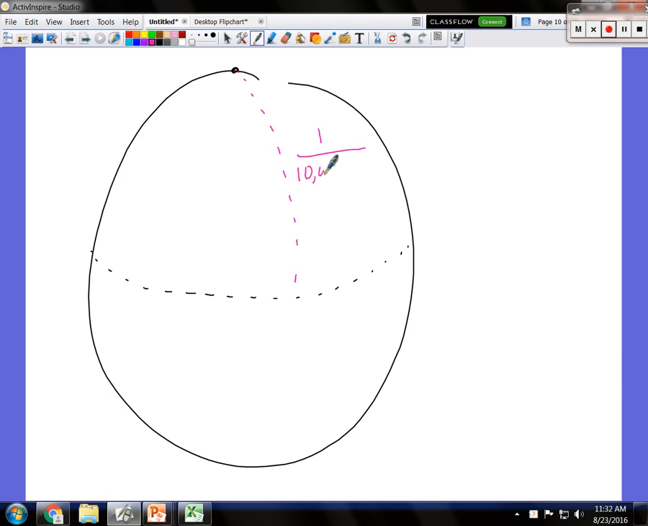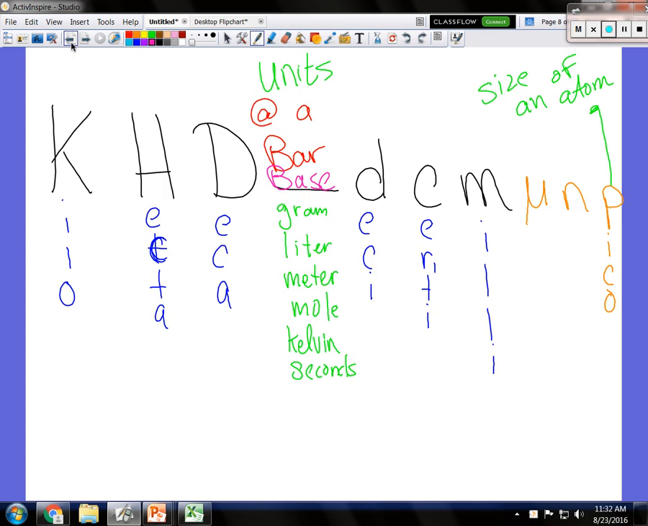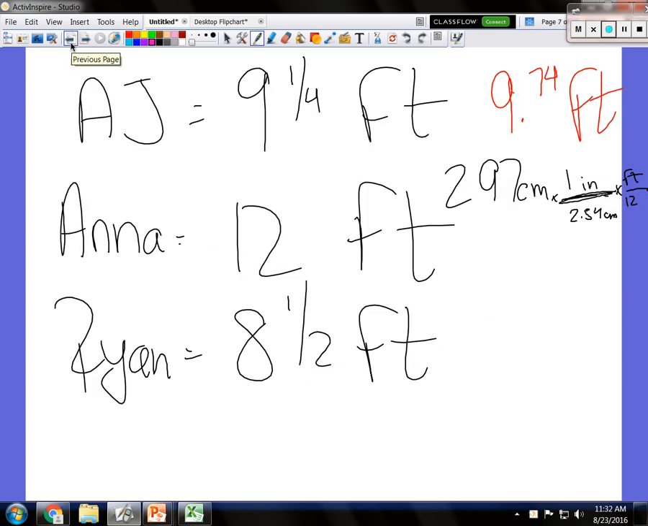It may be 10. I don't remember exactly the value, but I feel dumb now. But it's 1/10,000,000th of the distance between the equator and the North Pole. Okay, so that's where they came up with a meter from. And so we standardized it. And what we actually figured out is we measured this thing earlier, and it was 9.74 feet. Okay, so that table, according to that meter stick, is 9.74 feet.